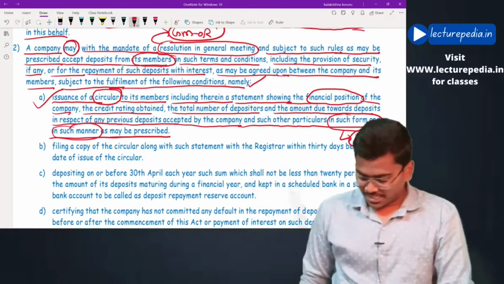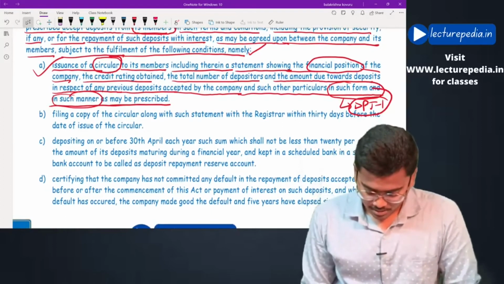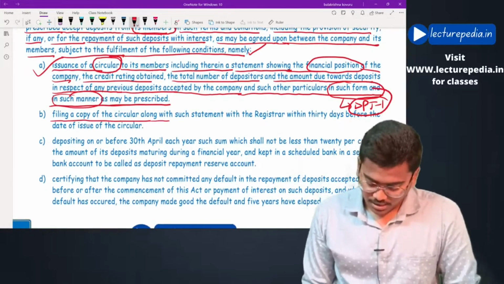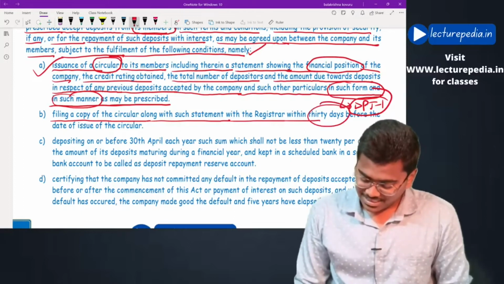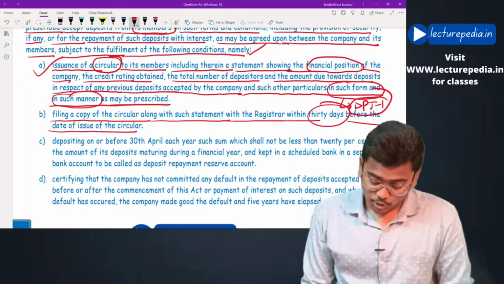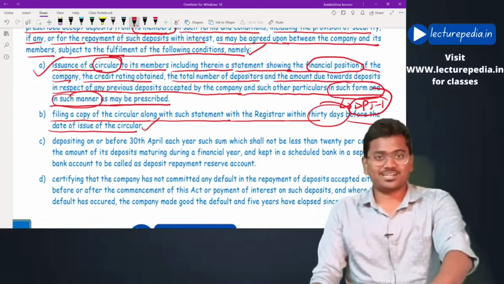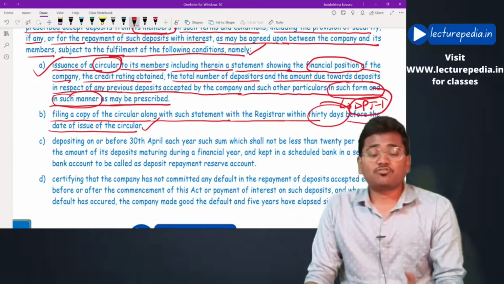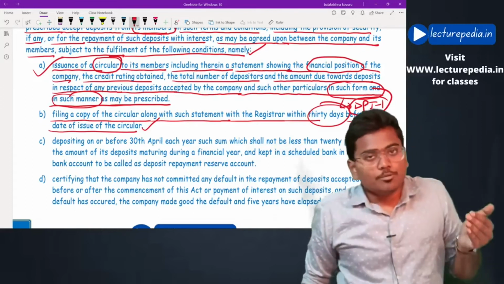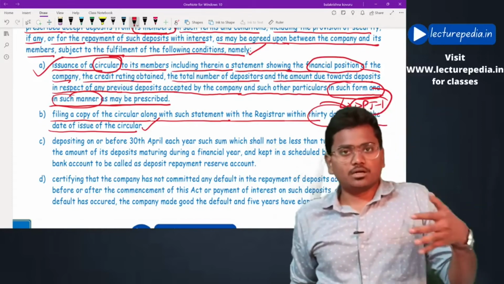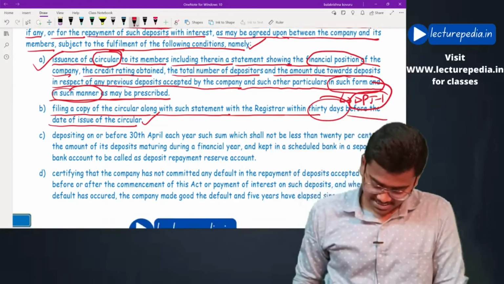Next, filing a copy of circular along with such statement with the registrar within 30 days before the date of issue of circular. The second condition is to file this form DPT1 with the registrar at least 30 days before issuing it to the members. That is the second condition.